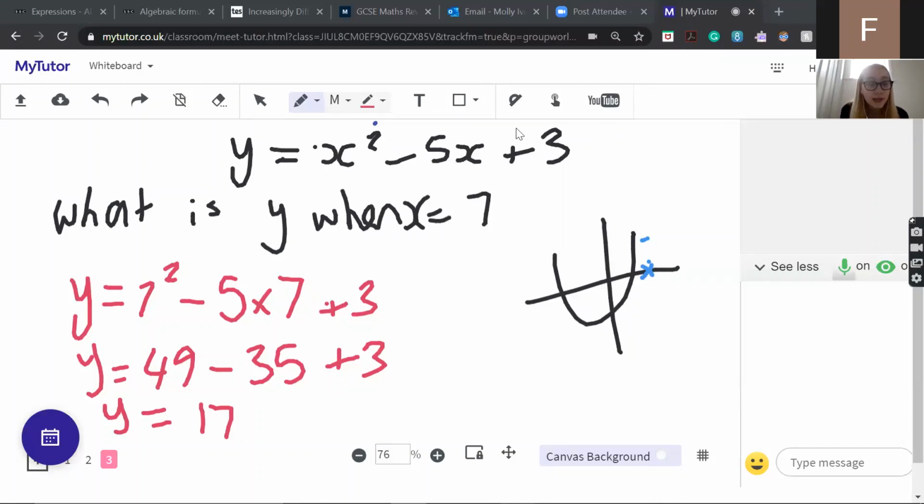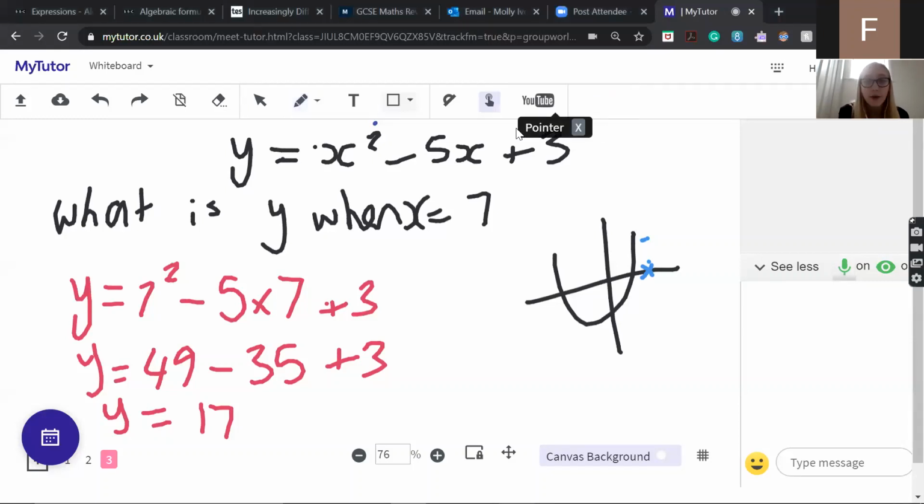Someone said, don't use BODMAS. So yeah, I did for this. So I worked out my indices first. That's the order, what that means is the power. So I worked out this first, giving me 49. Then I did the multiplication. And then I did the subtraction and addition. Cool. So hopefully that will make sense. That is just substituting things in.